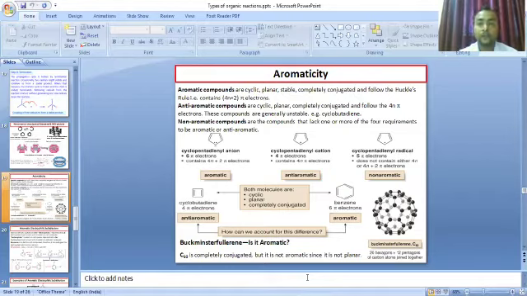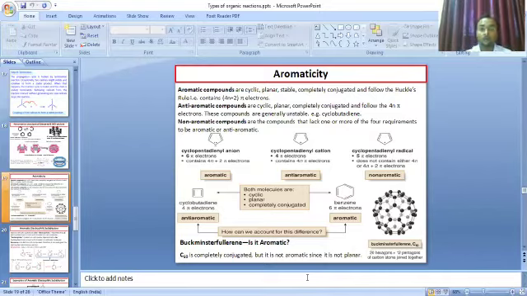That means if the number of pi electrons is a multiple of 4, these compounds are generally unstable, like cyclobutadiene. And non-aromatic compounds lack one or more of the 4 requirements. If they lack any of the requirements, the compounds cannot come into the category of aromatic or anti-aromatic. These compounds are non-aromatic compounds.